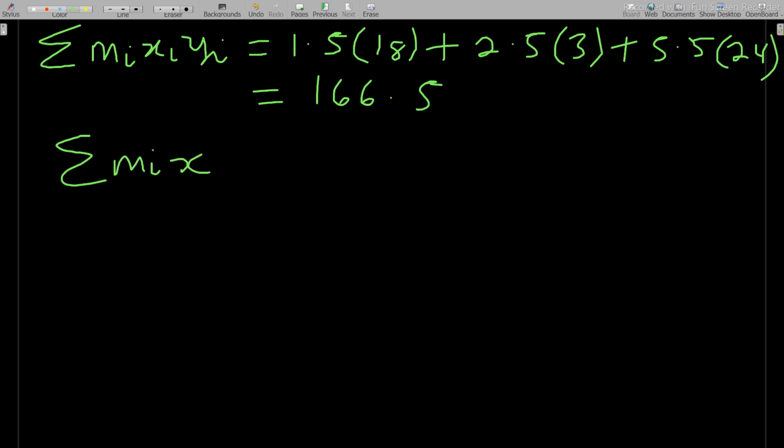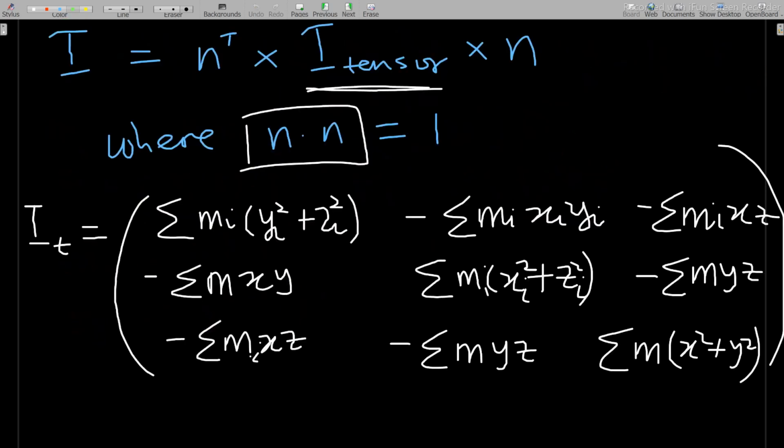Then we go to the summation of mi xi zi. I'm just trying to find the elements inside the inertia tensor. So looking at here, we found this, and now we are here.